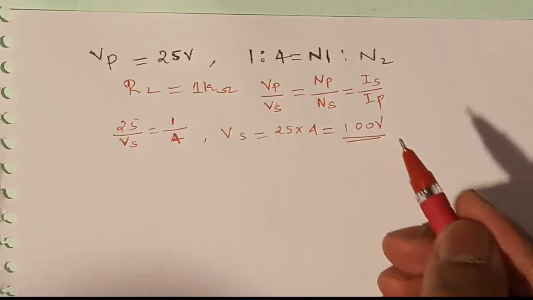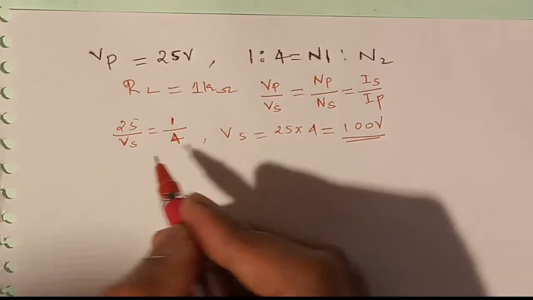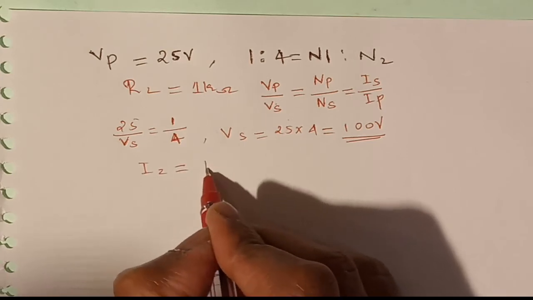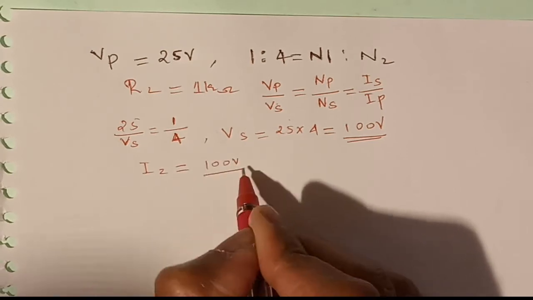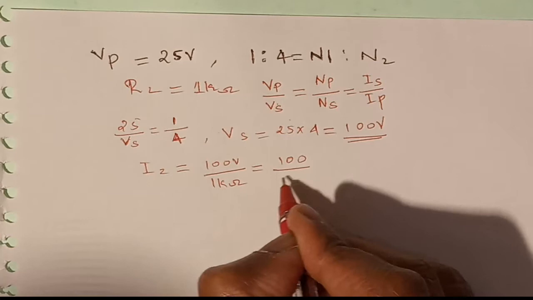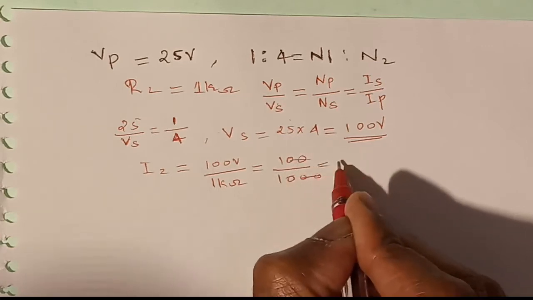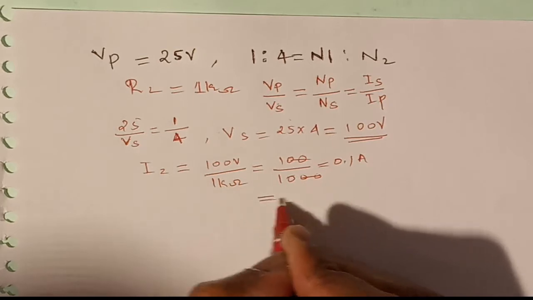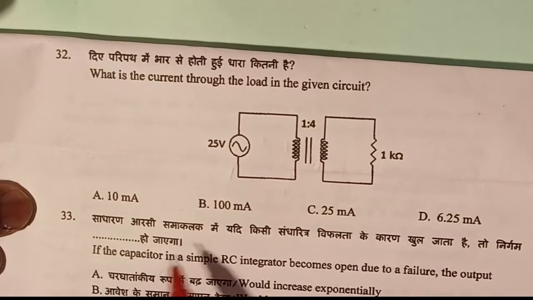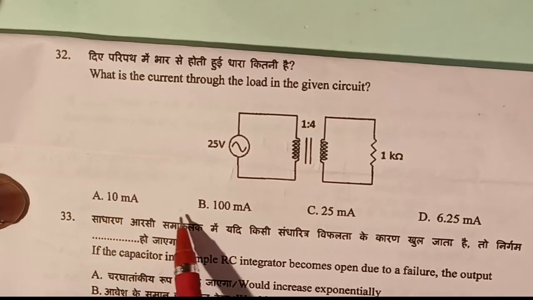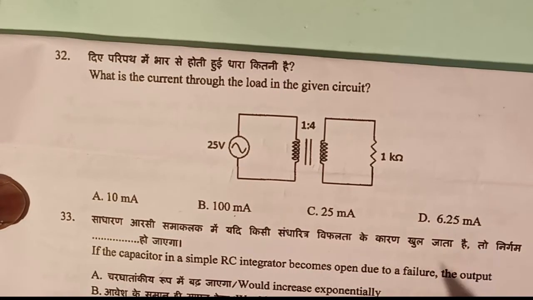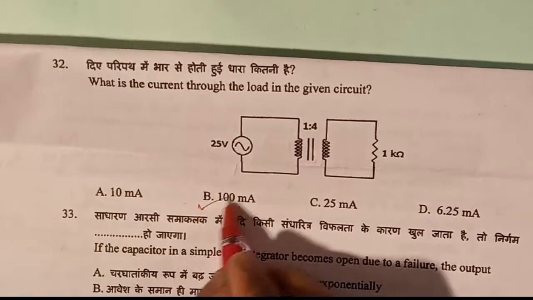Now we have to find I2, the secondary current. So I2 equals 100 volt divided by the 1 kilo ohm resistor, so 100 divided by 1000. It will be 0.1 amps, which is equal to 100 milliamps. Option A 10 milliamps, option B 100 milliamps, option C 25 milliamps, option D 6.25 milliamps. So the answer is option B, 100 milliamps.